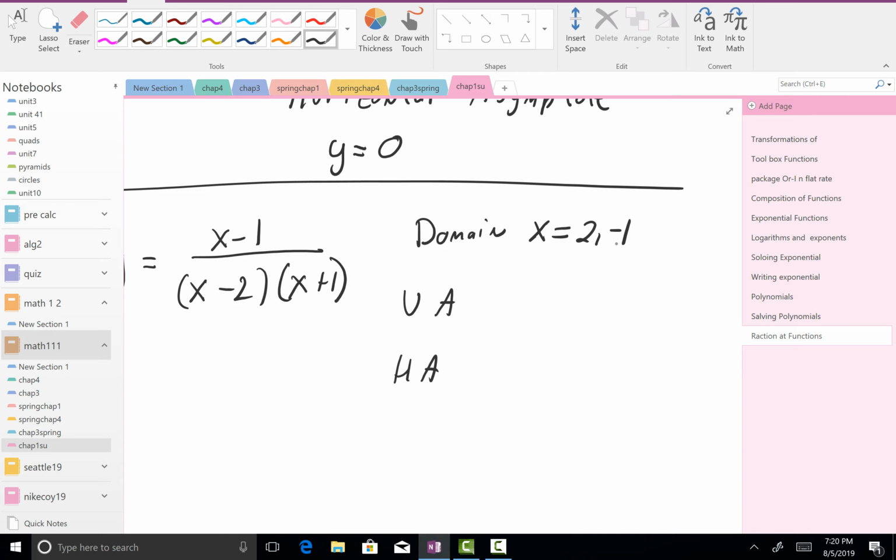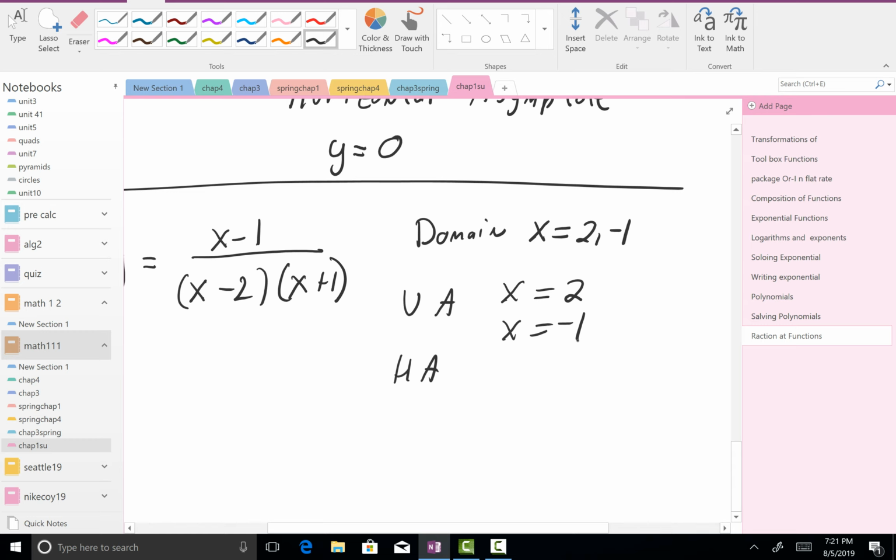Okay. 2 and -1. Now, vertical asymptote. First of all, does this have vertical asymptotes? Are we pretty sure of that? At the bottom. We got vertical asymptotes. Yep, we do. 2 and -1. There's our verticals.